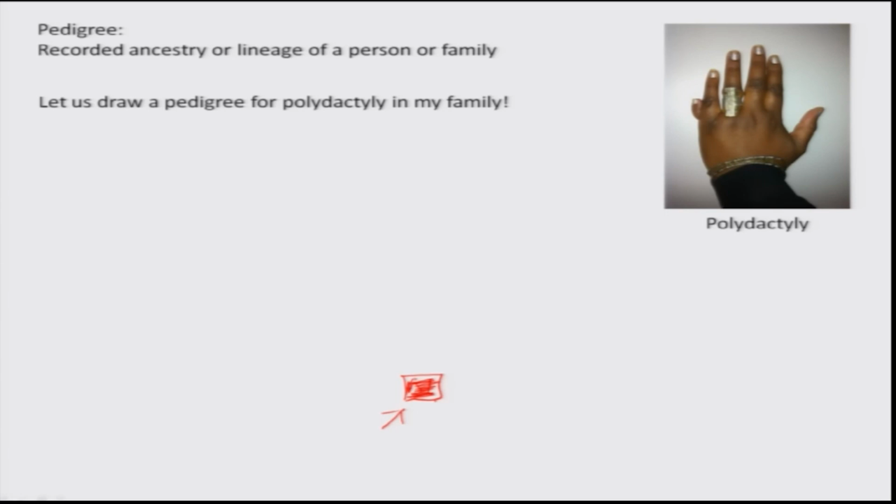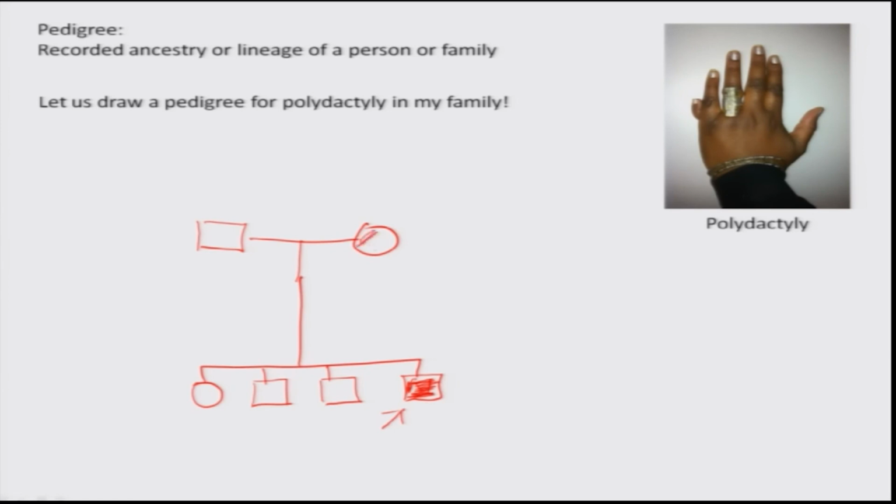I first ask how many brothers I have. I am fourth in my family. I have 2 brothers and 1 sister. None of them have it. They are all normal with 5 fingers, right? And of course, I am talking about my parents. So it is a dominant disorder. Obviously, I should have gotten the bad gene from one of my parents, right?